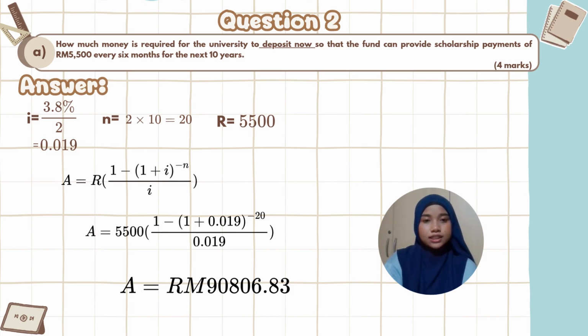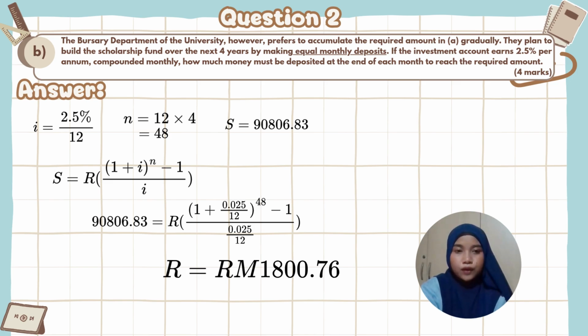We substitute all the information that we have and we can get the value of A. Lastly, the value of A equals 90,806 ringgit 83 cents. For this question B, we will use future value of annuity because of the equal monthly deposits as a keyword for this question. They have some important information given from the question, which is i equals 2.5% over 12, and 12 multiplied by 4 is 48, and S equals 90,806.83, which is the answer from question 1A.